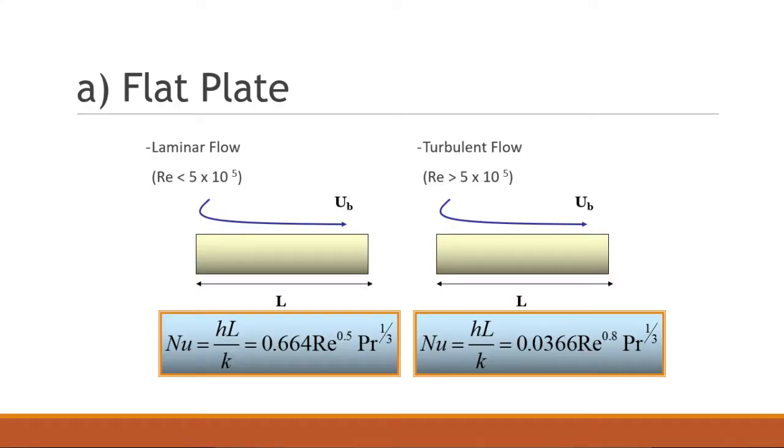For the laminar flow equation, we use the Nusselt number. Nusselt number equals hL over k, where k is the thermal conductivity, and the formula equals 0.664 times Reynolds number to the power of 0.5 times Prandtl number to the power of 1/3. For the turbulent flow formula, we also use the Nusselt number equals hL over k, which can be calculated by 0.0366 times Reynolds number to the power of 0.8 times Prandtl number to the power of 1/3.